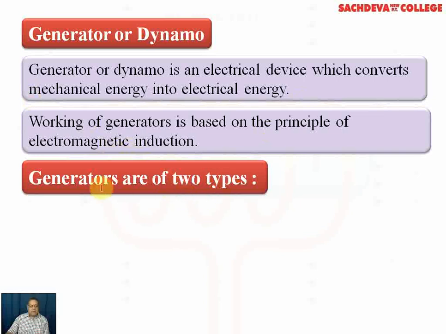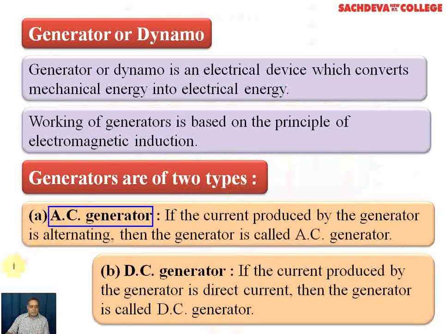Now, generators are of two types. One is called the AC generator, the other is called the DC generator. In case of AC generator, if the current produced by the generator is alternating, then the generator is called AC generator. The point to remember is that alternating current is in the form of a sine graph or cosine graph. When we use the term cosine graph, there will be some phase difference between the voltage and current. So, alternating current has the tendency of moving in the form of a sine curve.